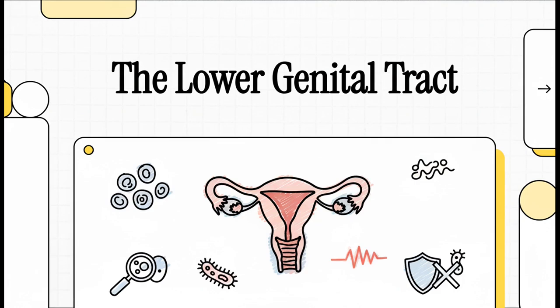All right, everyone, welcome. Today, we are going on a bit of a tour. You could call it a pathological tour. We're going to explore the lower female genital tract. We'll look at the anatomy and, more importantly, the common diseases that affect it.